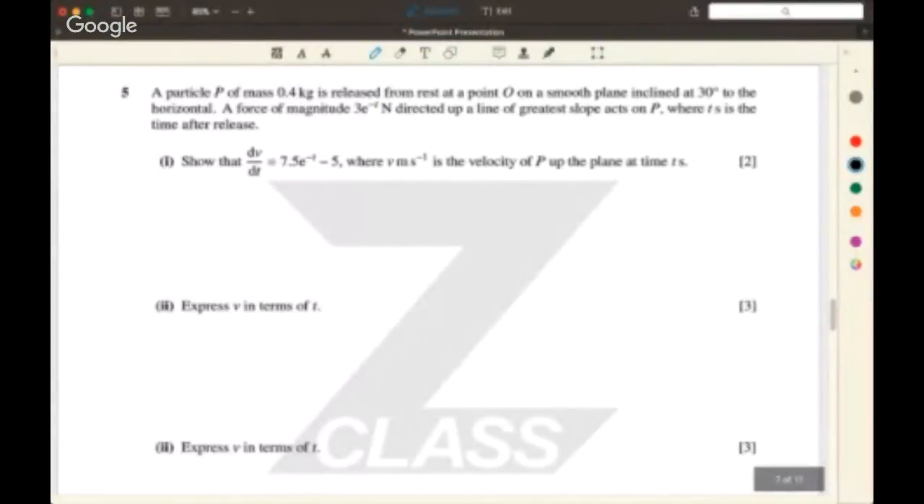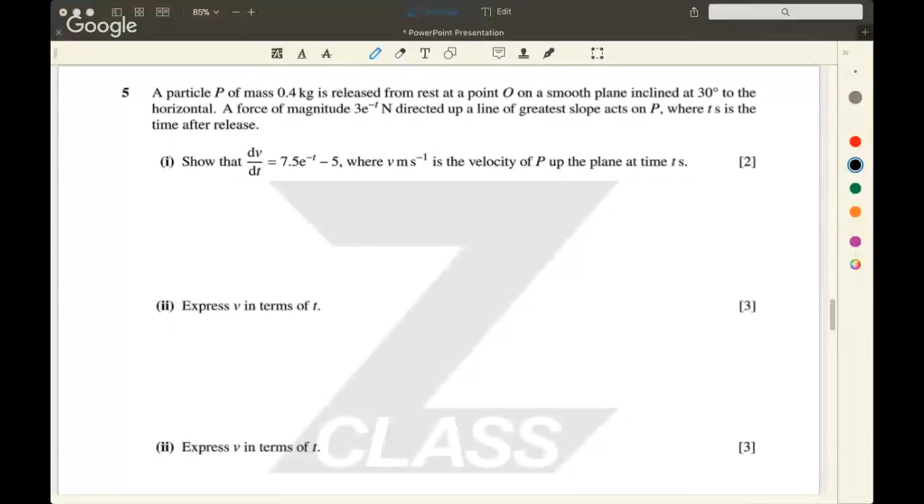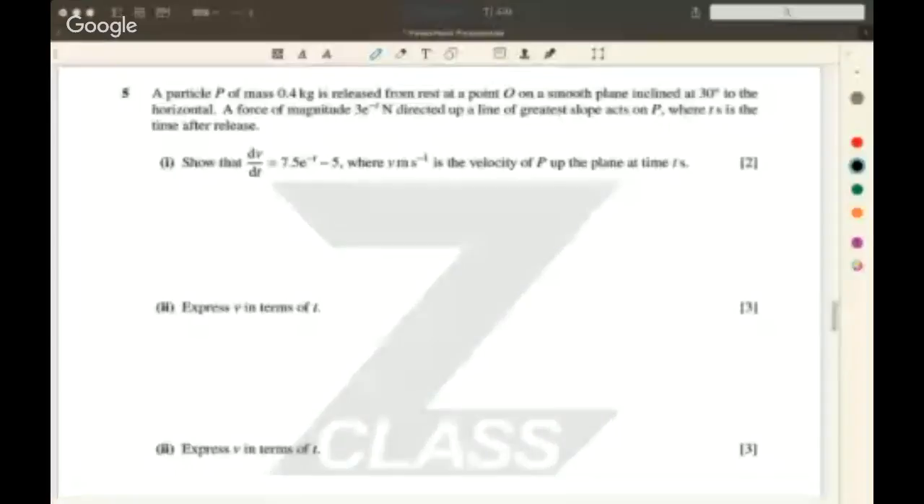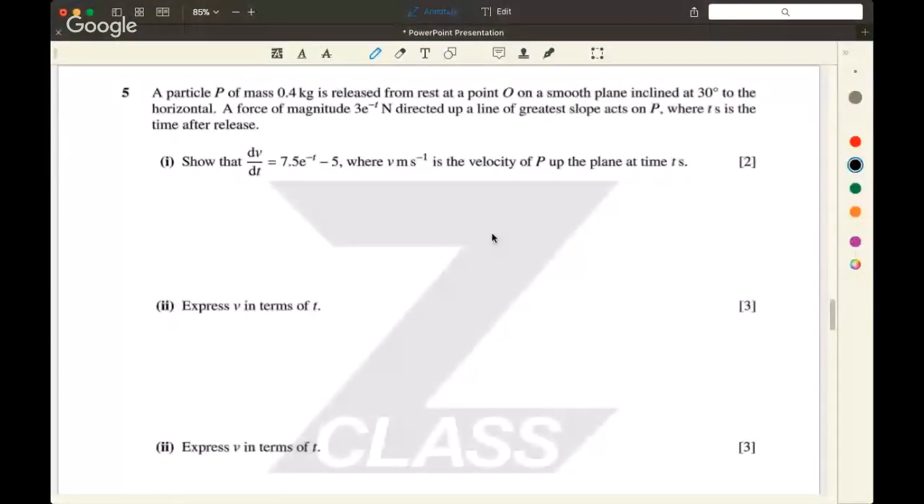Okay. So now we have another one of these ramp problems, but it's more of a differential equation problem. We're given the equation for a force as a function of time, and we're told this thing is on a ramp, and it's released from rest.